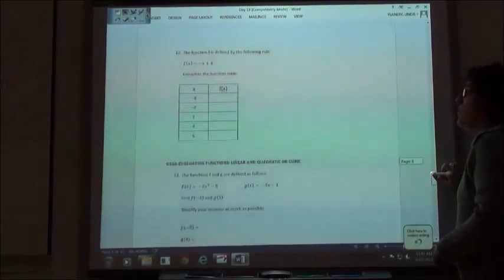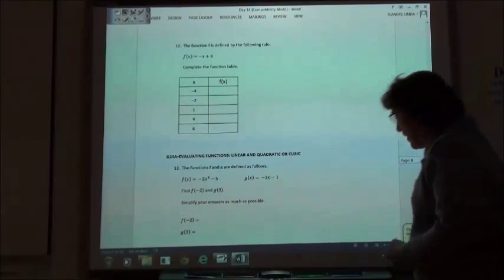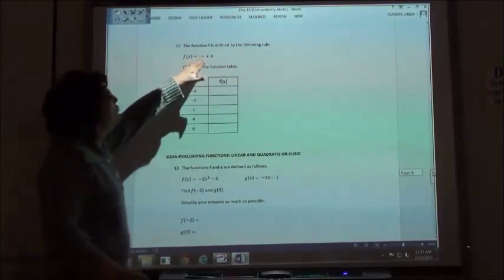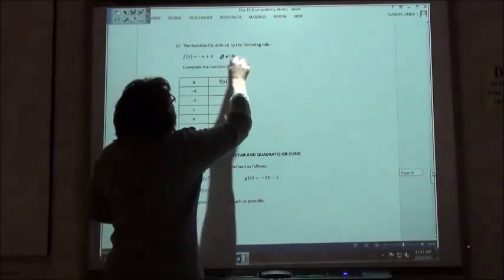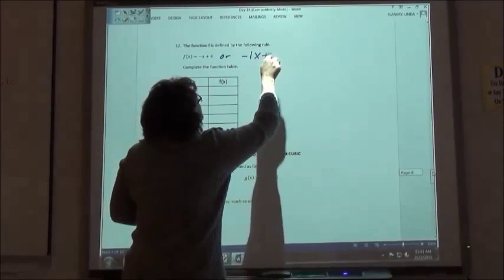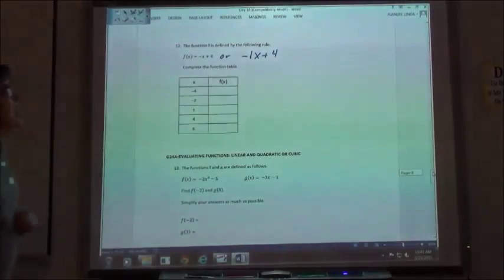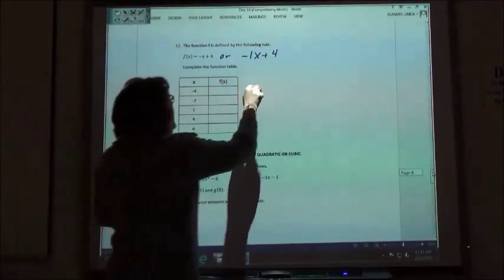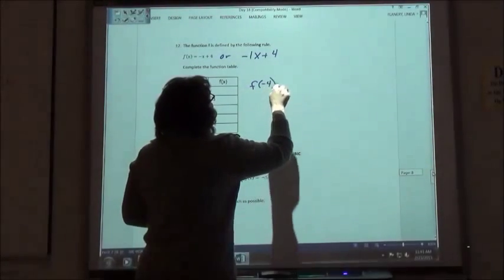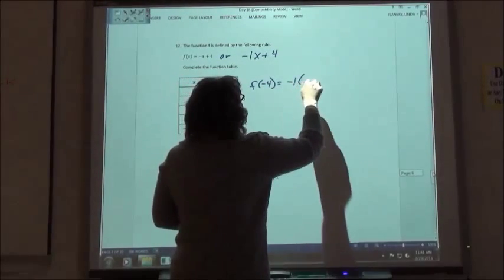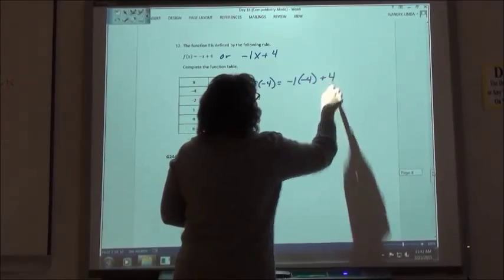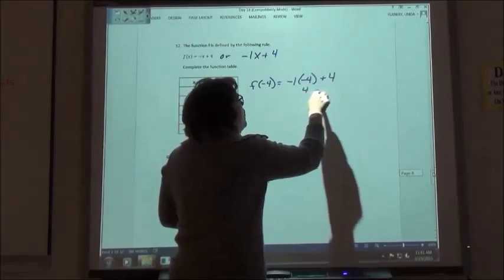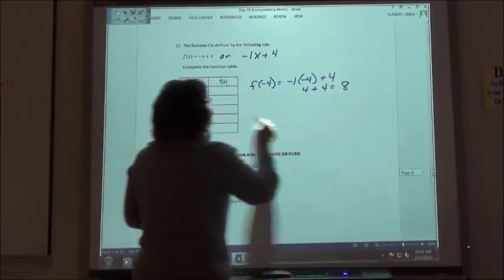Number 12. Sometimes you have ones that look like this. f of x equals -x plus 4. If you have trouble with that -x, it's -1 times x plus 4. Right? -x is the same thing as -1 times x. So f of -4 means you're going to do -1 times -4 plus 4. Well, a negative times a negative makes it a positive. 4 plus 4 gives me 8.